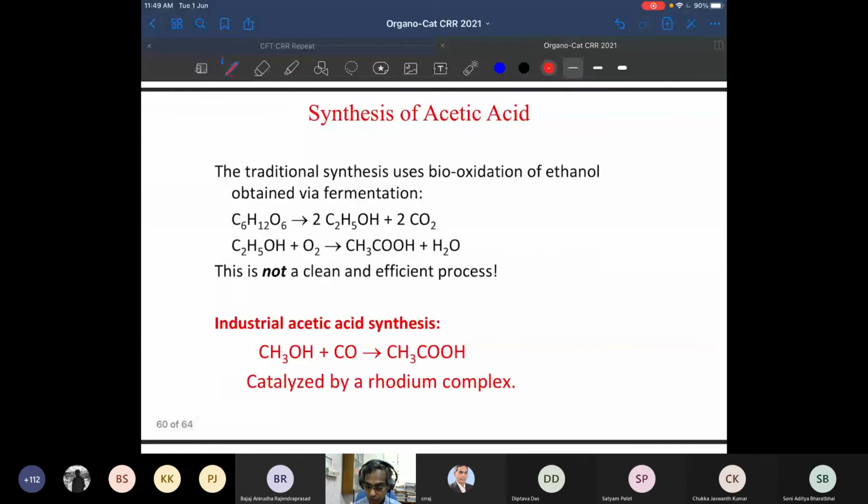Traditional synthesis uses bio-oxidation of ethanol via the fermentation process. You should have heard about the fermentation process, right? You get ethanol, and then ethanol goes to acetic acid. But this is not a very efficient process, and it's also not very clean. There are a lot of hurdles. The industrial process is basically to take methanol and carbonylate it and convert it into acetic acid. That is what we call carbonylation.